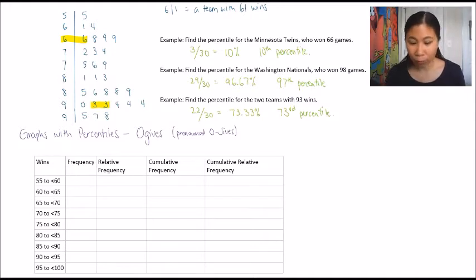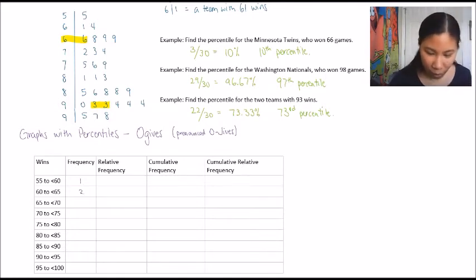So first I'm going to fill in the frequency table. I know between 55 to 60 there was just that one number, the 55 that we had in our stem plot, so frequency of 1. And then from 60 to 65, that's our second row, so frequency of 2, and then 4. I'm just going to fill in the rest real quick.